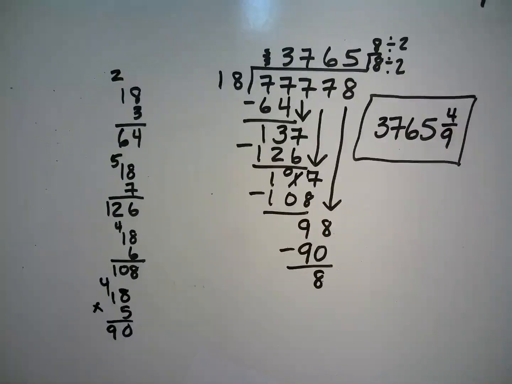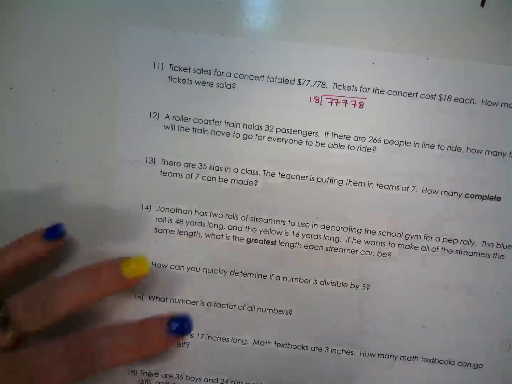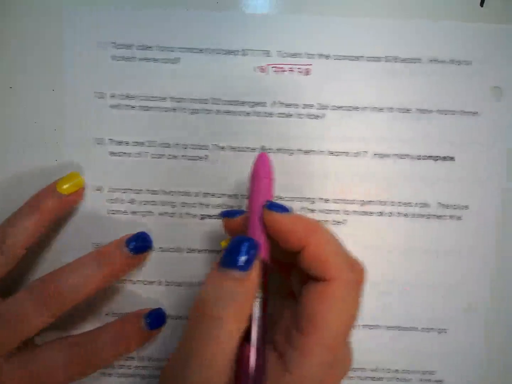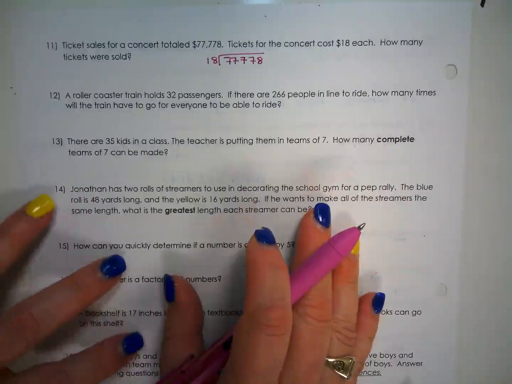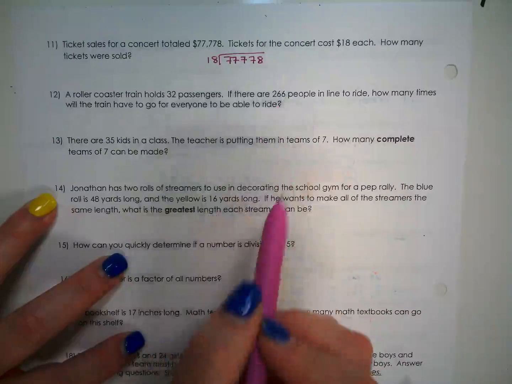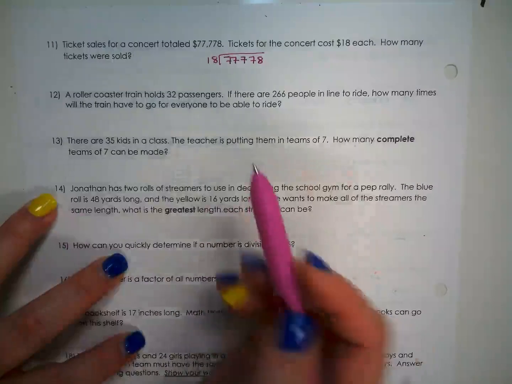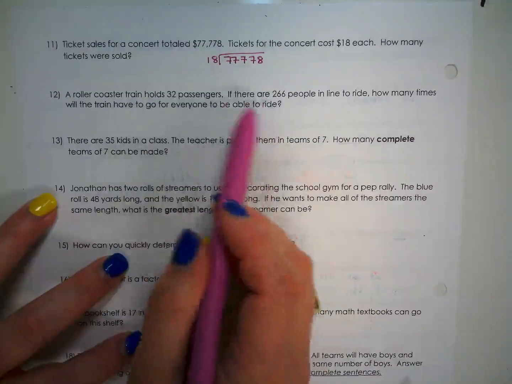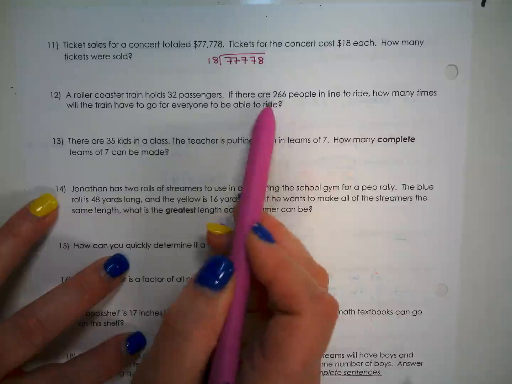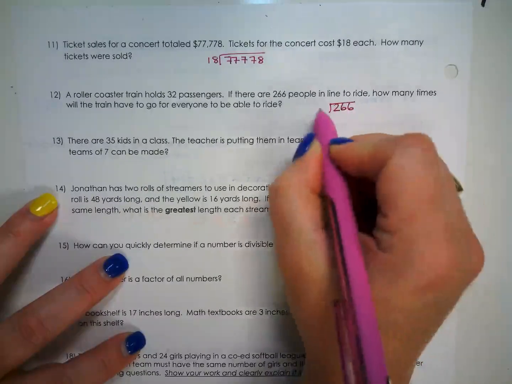Like I said, if you didn't have enough room on your paper, like I didn't, please go ahead and grab yourself a piece of scratch paper and just make sure you staple it to your study guide. All right, the next question says that a roller coaster train holds 32 passengers. If there are 266 people in line to ride, we want to know how many times the train will have to go so that everyone gets to ride. So in this case, we want to make sure all these 266 people get a chance to ride. So again, we're going to divide to see how many of those trains we need to fill.